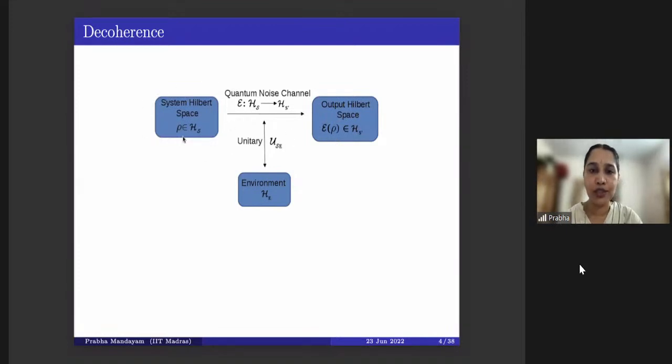So are you able to see my pointer moving? Chandra, are you able to see the pointer?